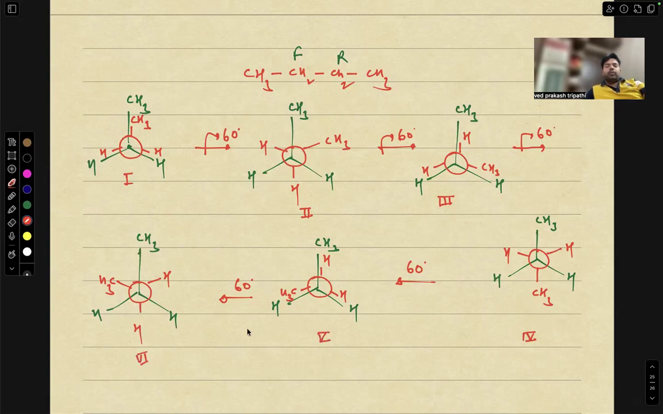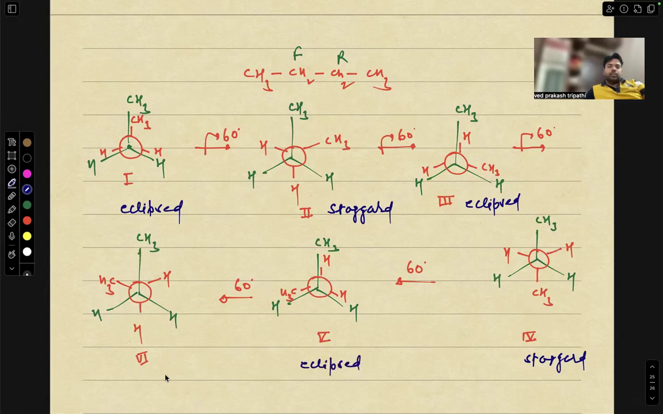Let me write down the names of them. Whenever the angle is 0, it is called eclipsed. So this is eclipsed. Whenever the angle is 60 degrees, it is called staggered. This is staggered. This is eclipsed. This one is staggered. This one is eclipsed. And this one is staggered.